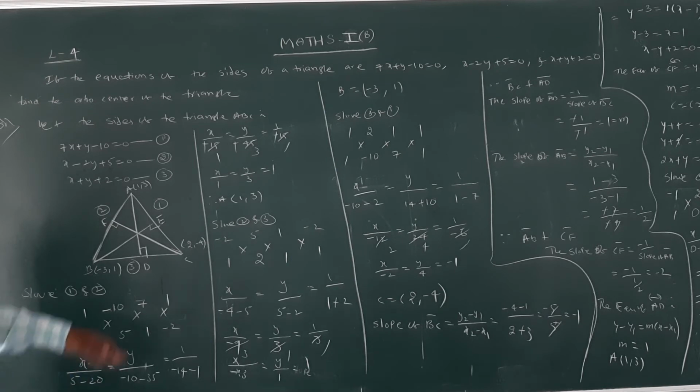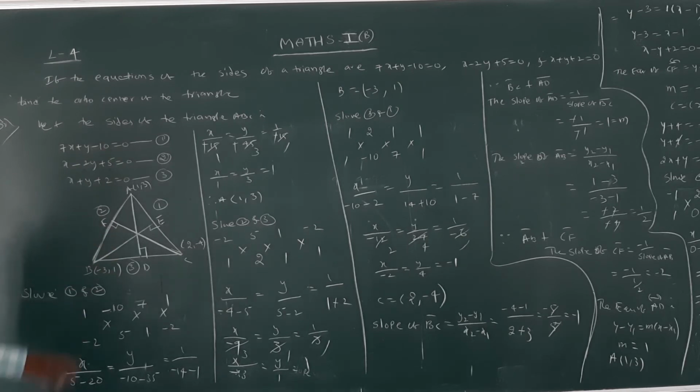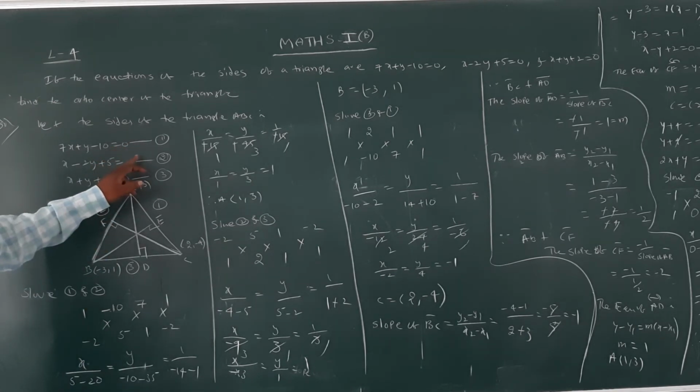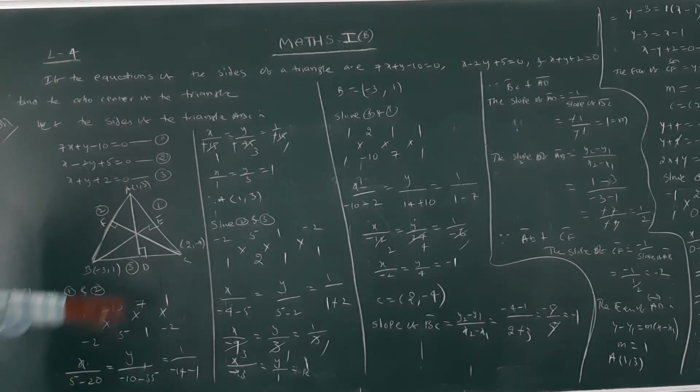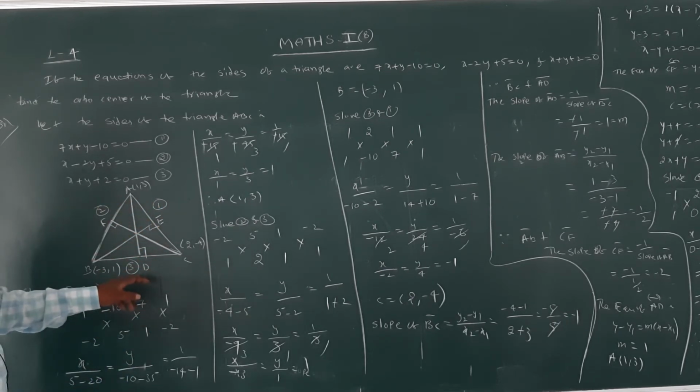First time we are taking it. The sides of the triangle ABC are given as 7x plus y minus 10 is equal to 0, x minus 2y plus 5 is equal to 0, x plus y plus 2 is equal to 0. Equation number 1, equation 2, equation 3. First, draw the triangle ABC. The sides 1, 2, 3.